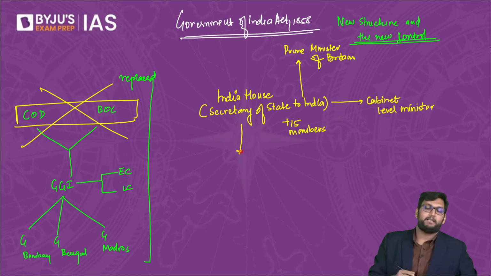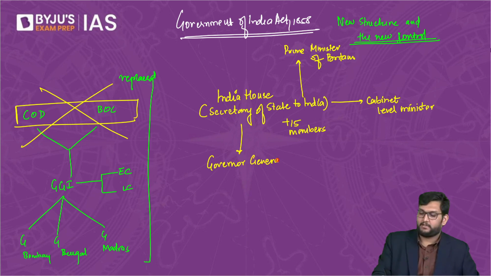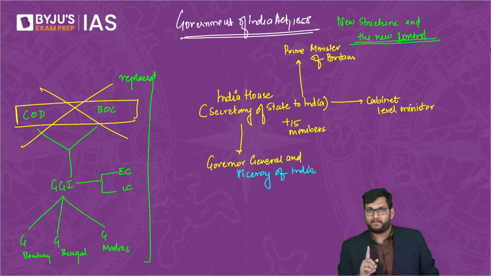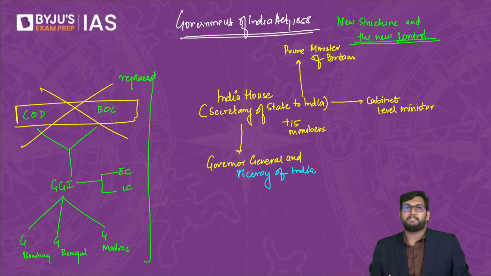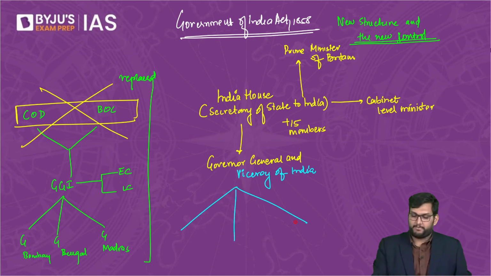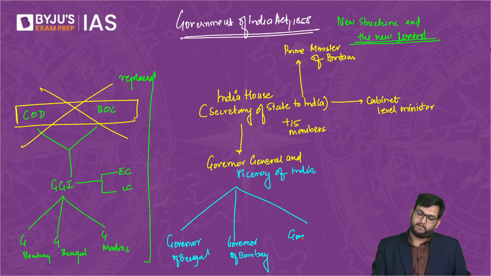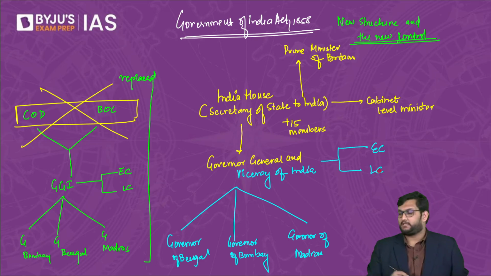And now the Governor General gets one more tag attached to his name, and he becomes Governor General and, the most important word, Viceroy of India. So he's still called Governor General of India. Remember, a major confusion which students have is that the Governor General tag was not removed. It was just that he was now called Governor General and Viceroy of India. Thereafter, the basic structure remains the same: Governor of Bengal, Governor of Bombay, and Governor of Madras, and he has his Executive Council and Legislative Council.